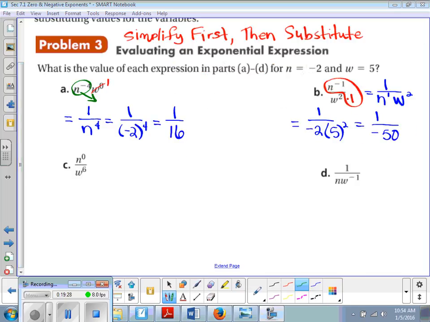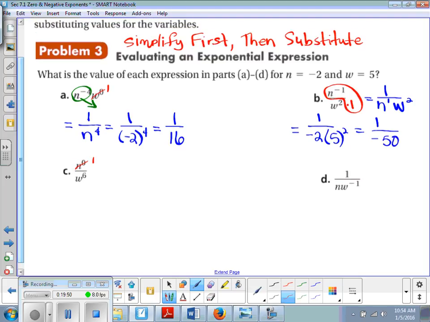So letter C, I want to simplify, right? What do I know how to simplify right off the bat? N to the 0 is equal to 1. Very good. N to the 0 is equal to 1. So that is 1. Do I need to flip anything? No.